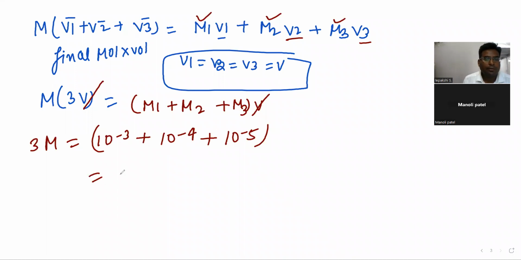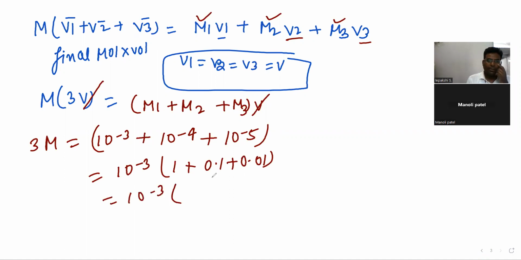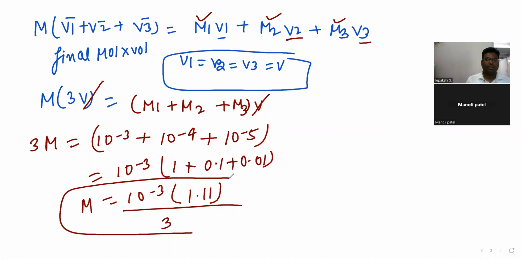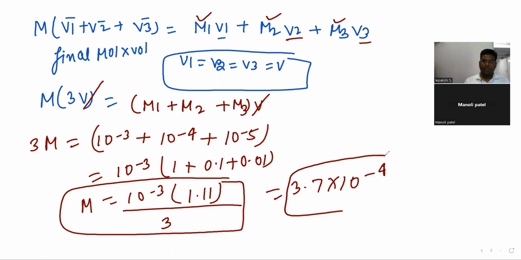So calculate this one. Take 10 raised to minus 3 common. So it will be 1 plus 0.1 plus 0.01, into 10 raised to minus 3. So it will be 1.11. So m will be equal to 10 raised to minus 3 divided by 3. So calculate this part. You will get 3.7 into 10 raised to minus 4, right? So this will be the final molarity of the mixed solution. So write the whole explanation.